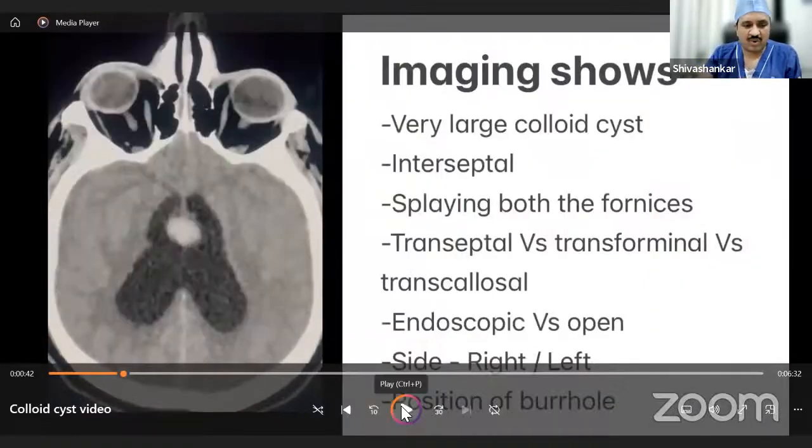This is what we see in the CT, and understanding the images, there is a very large colloid cyst, which is interseptal, which is pushing both the fornices, and which is compressing the foramen of Monro down, so that the approach through the foramen of Monro is difficult.